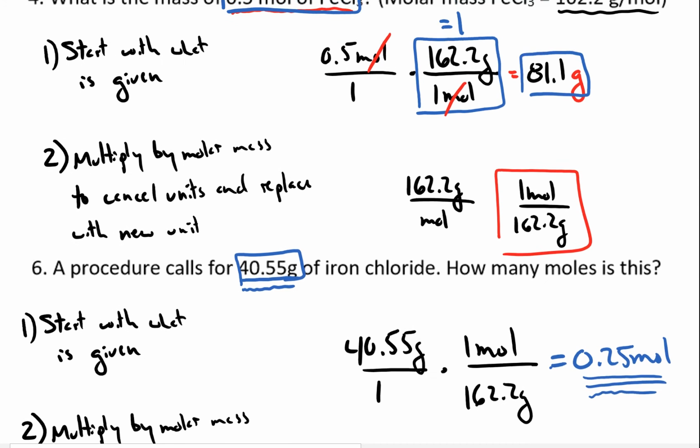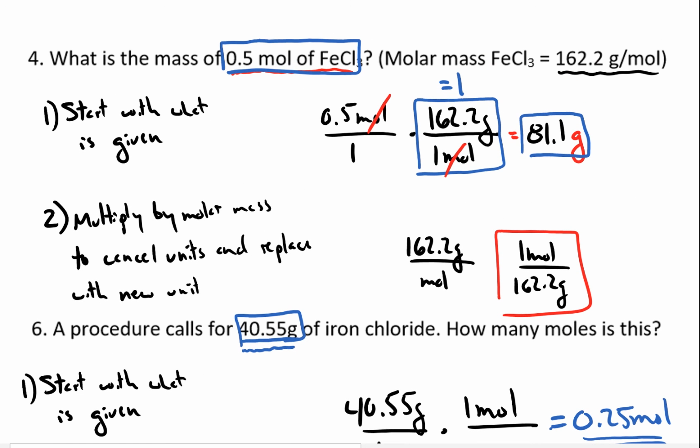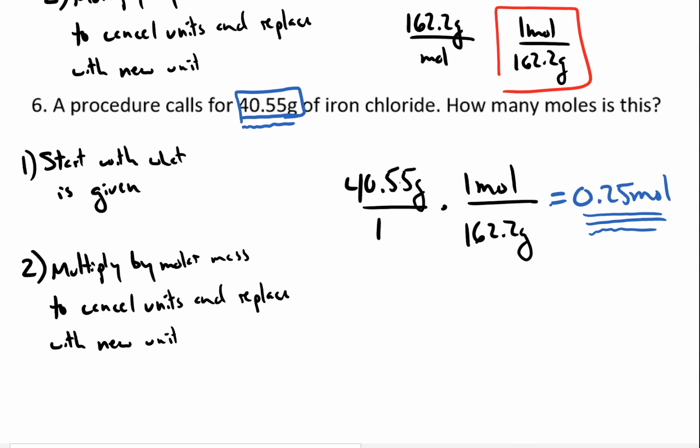If we review, converting moles into grams, you multiply by a molar mass in grams over moles. In converting grams into moles, you multiply by the molar mass moles over grams.